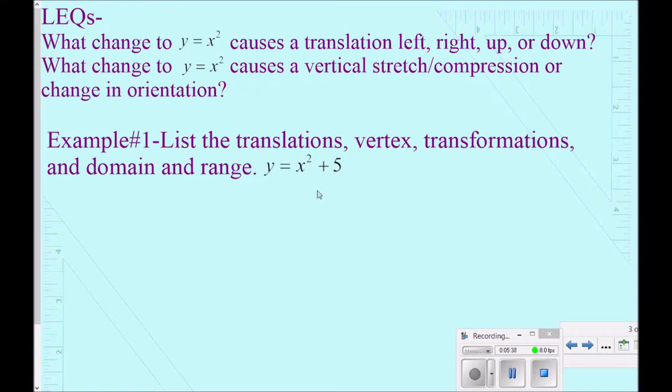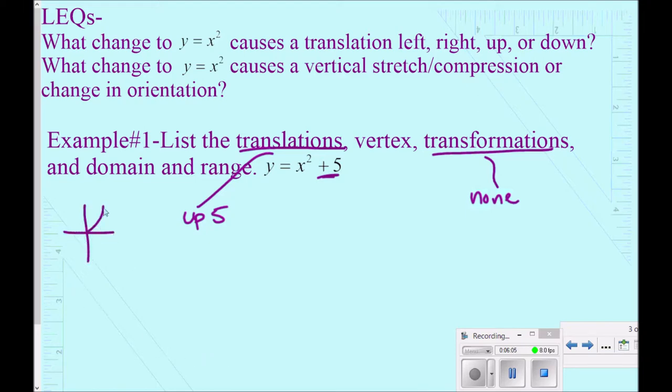So I see that plus 5 on the end, and I know that that means up 5. So that's the translation. Transformation: well, there's no number besides 1 in front of the x squared, which means there are no transformations. Okay, and vertex: go back to your sketch of the most basic parabola, and if I shift that up 5, it's going to take us here, which has a vertex at 0, 5.